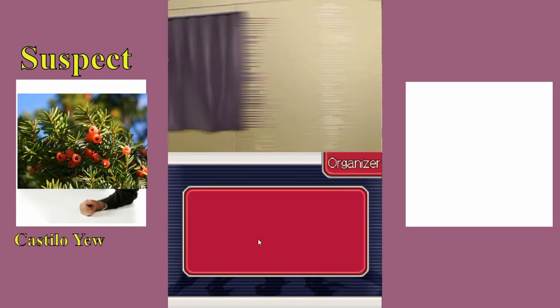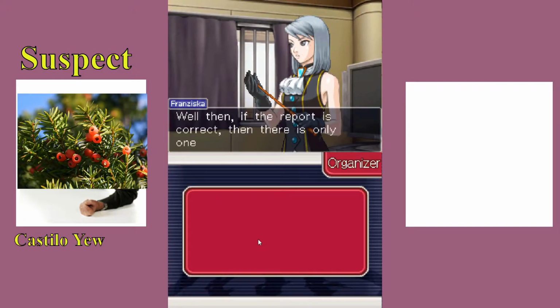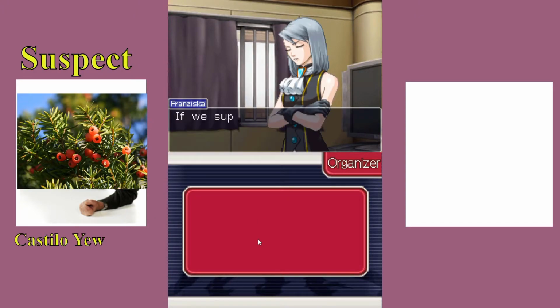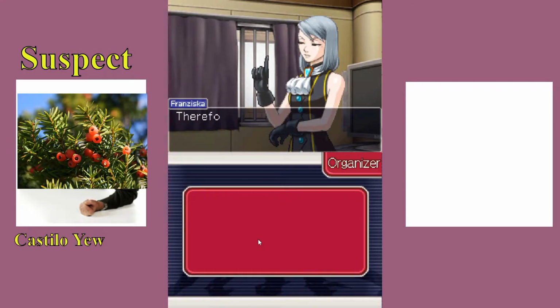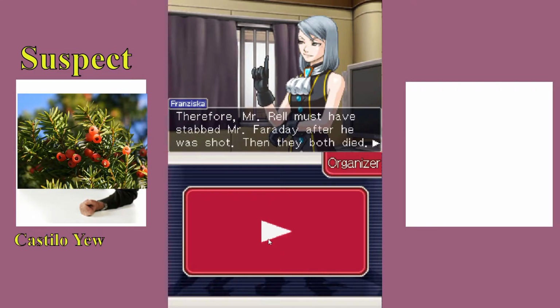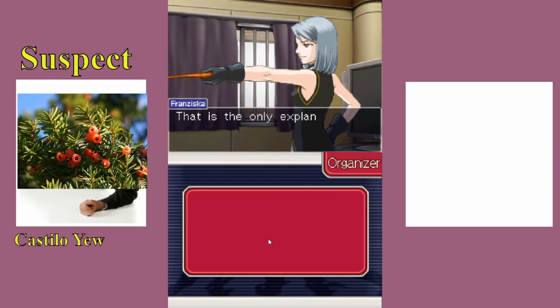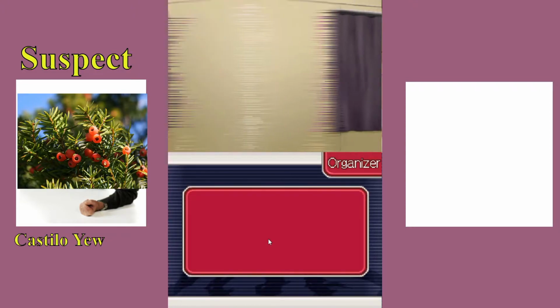But of course. Well then, if the report is correct, then there is only one correct explanation. If we suppose that Mr. Rell attacked first, then Mr. Faraday, who died instantaneously, would have been unable to kill Mr. Rell. Therefore, Mr. Rell must have stabbed Mr. Faraday after he was shot. Then they both died. That is the only explanation that makes logical sense.